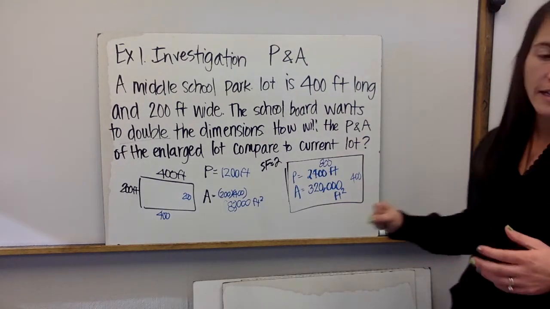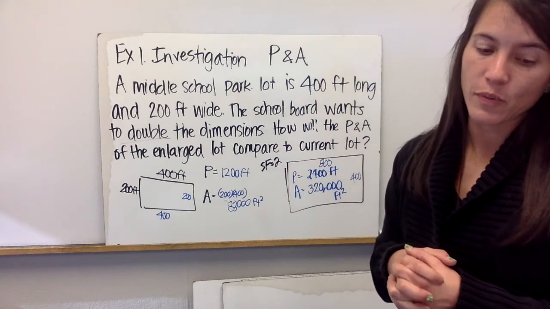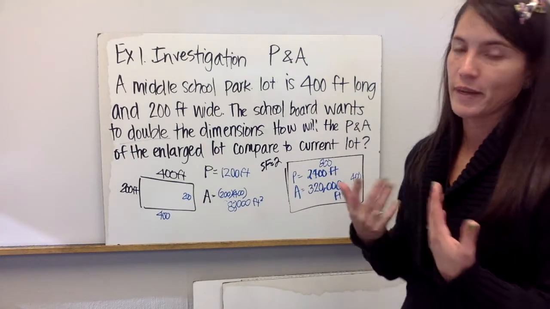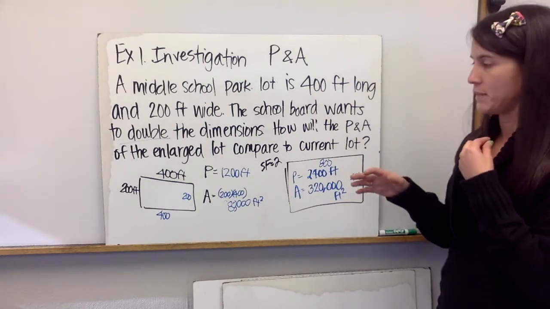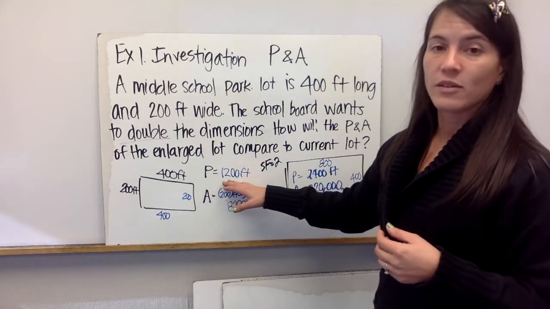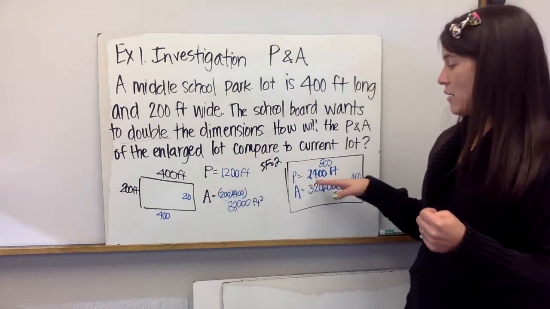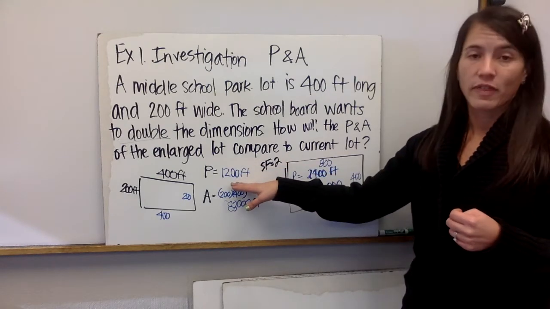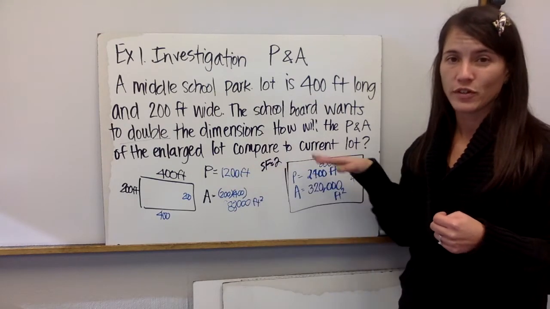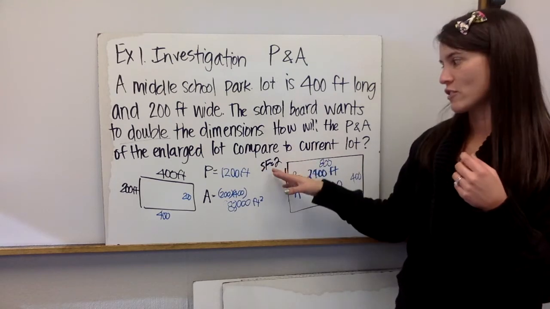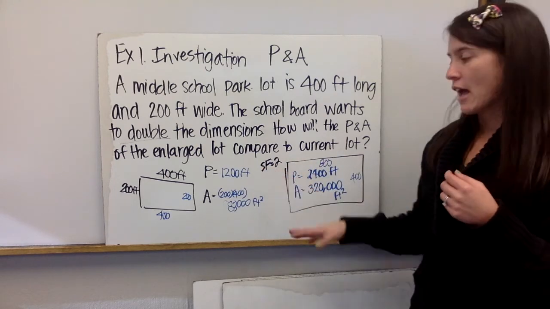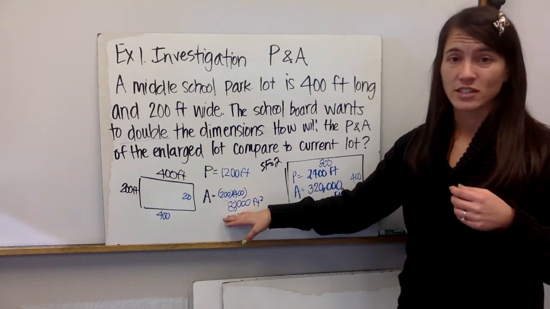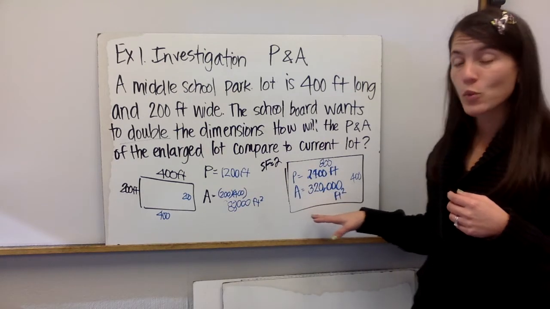And then the last part, it says, how do the answers for part A and part C compare to each other in respect to the scale factor? So let's just look for a minute. Originally we had 1,200, and now we have 2,400. So can you tell what has happened from 1,200 to 2,400 in relation to the scale factor? And then we had 80,000, and now we're at 320,000.